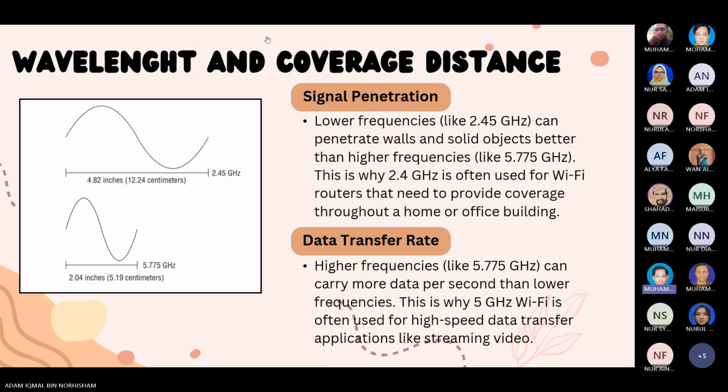Lepas tu untuk data transfer rate, biasanya akan guna higher frequency, frekuensi yang lagi tinggi. Macam dalam kes ni, biasanya kalau kita nak streaming video yang memerlukan transfer rate yang tinggi, better guna 5.775 GHz untuk data transfer rate. Okay, next.